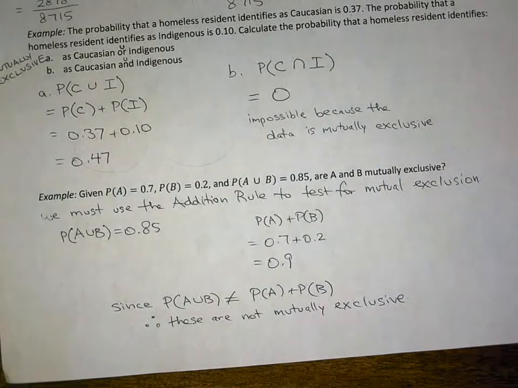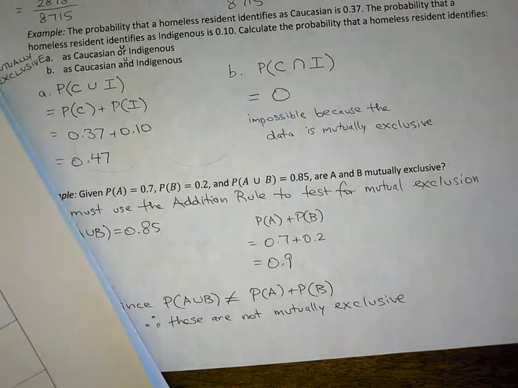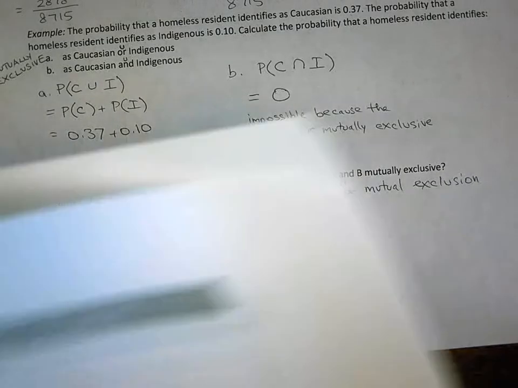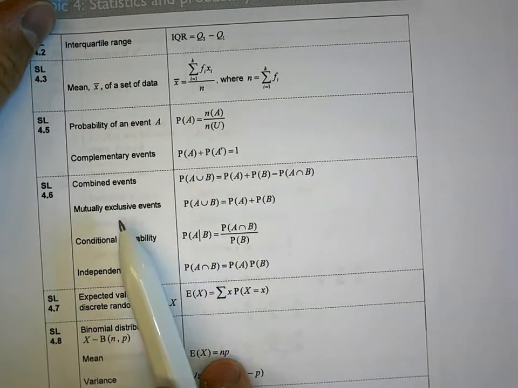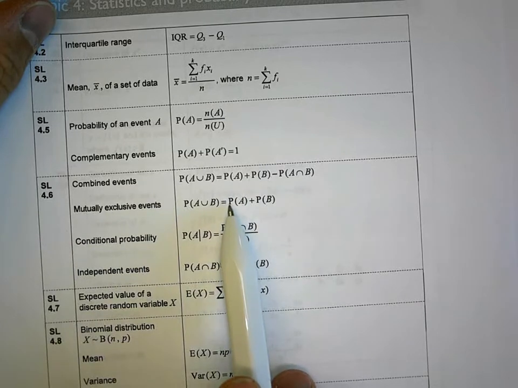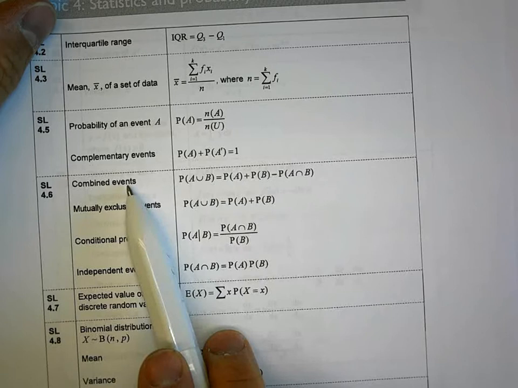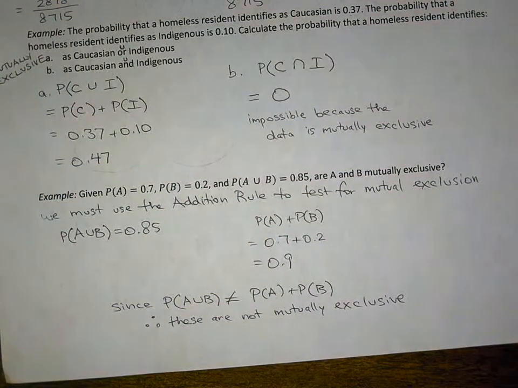I'm just going to show you on your formula sheet here, probability section. Those formulas exist. So the mutually exclusive events, there's the addition rule right there. Combined or non-mutually exclusive events, there's the formula right there. So you can always test for mutual exclusivity. Okay, that's it for today.